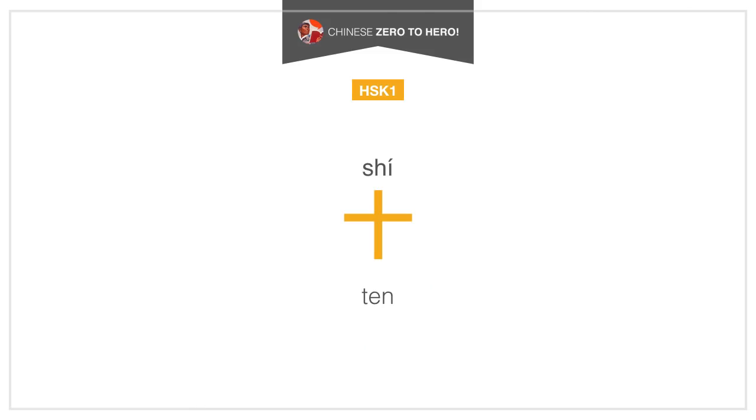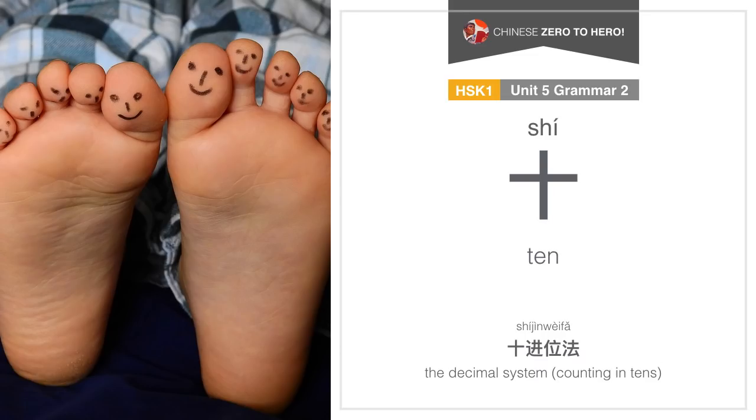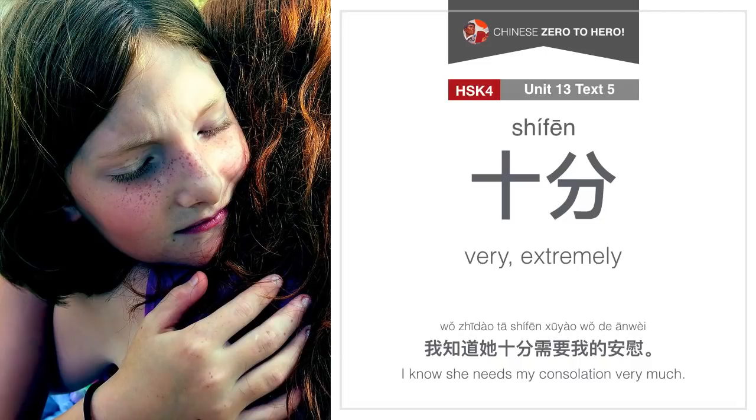十, when written like this, means 10. Of course, 十 on its own is a word meaning 10, which we learn in HSK 1, Unit 5, Grammar 2. 十位进法, the decimal system, that is, counting in tens.